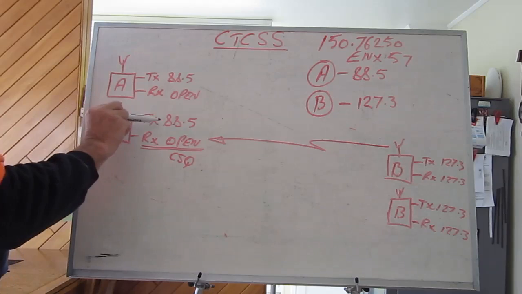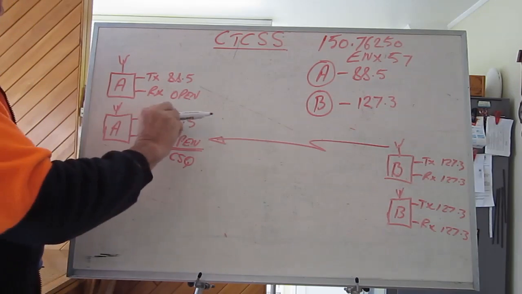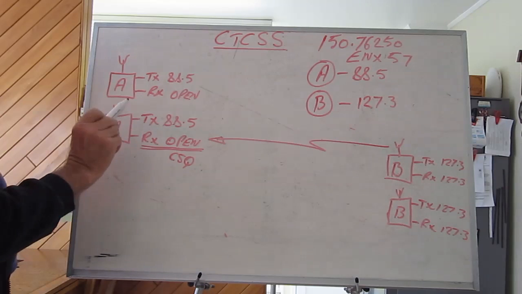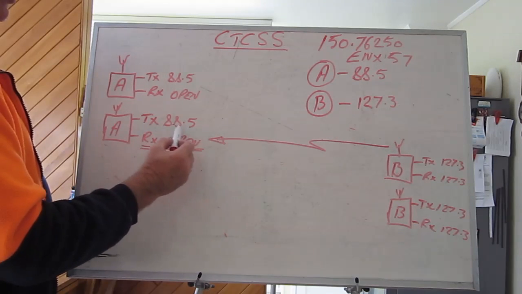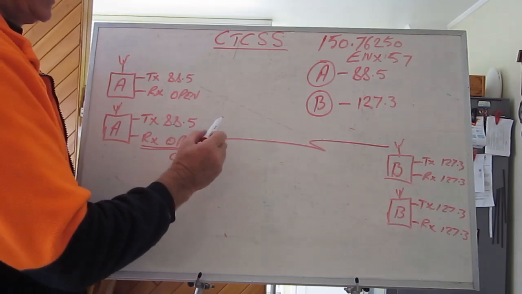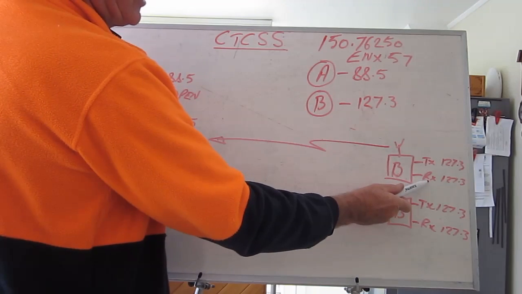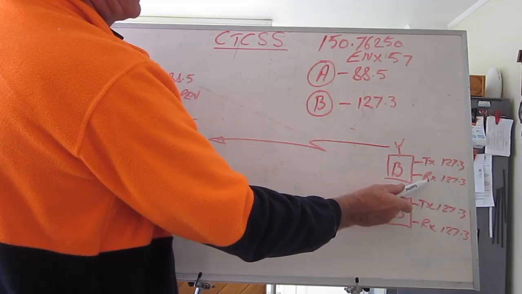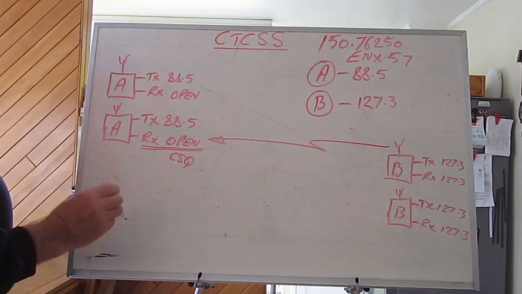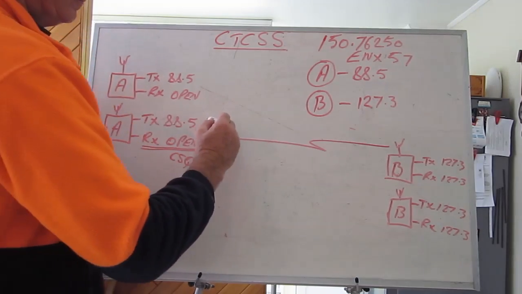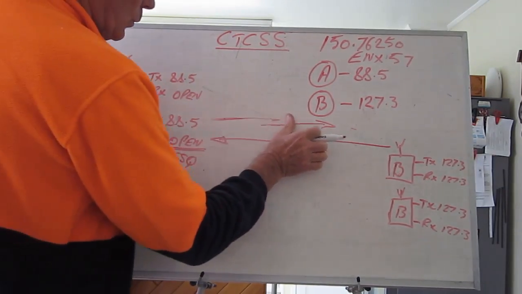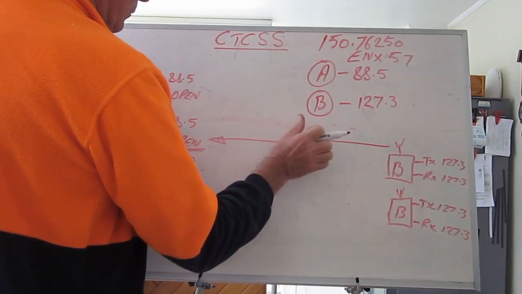Company A tried to transmit back in that direction to tell them, "Oi, get off our channel." Unfortunately, their transmit CTCSS tone is 88.5, and over here this receive CTCSS control was looking for a tone of 127.3. So in that direction nothing worked. That's a minor problem.